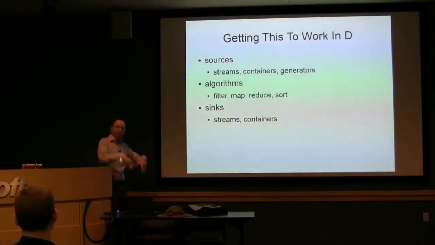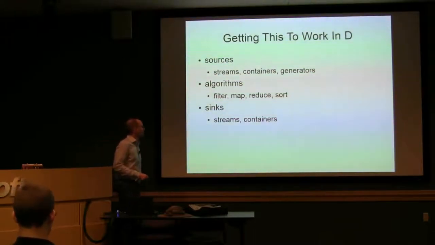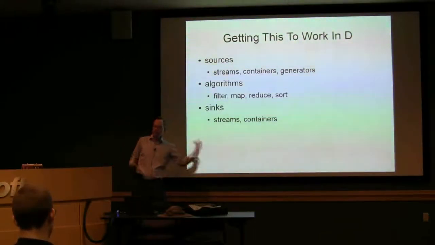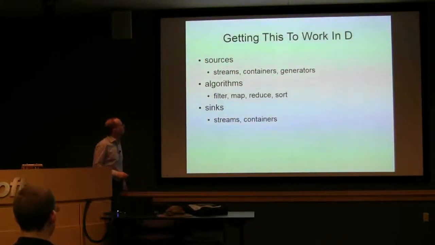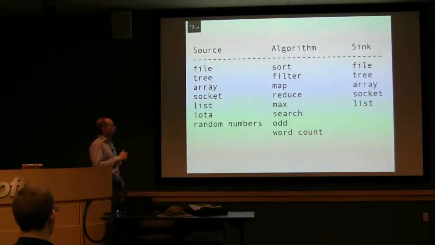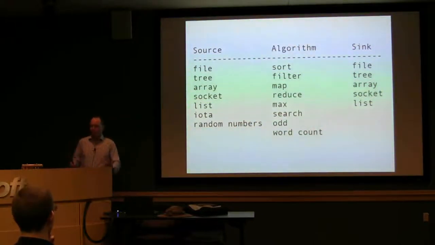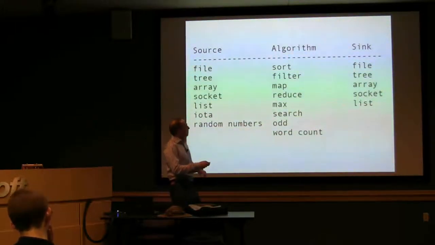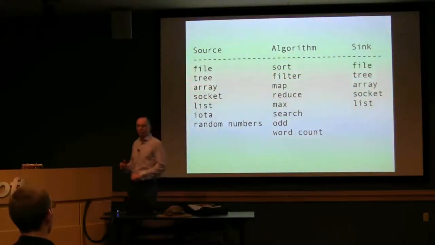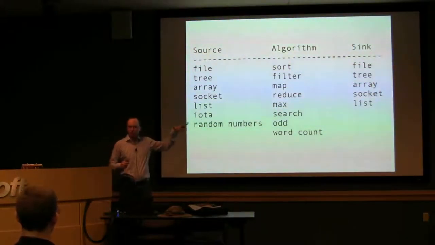Sinks. Sinks are things that you write data to, and generally you write things to streams, which, again, are like files, or you can write them to containers. So here are some examples of sources, algorithms, and sinks. And the idea is, just like when you're generating a new name for your startup, you pick one from the first column, one from the second column, and one from the third column. And by picking them at random, you have a new name for your startup.